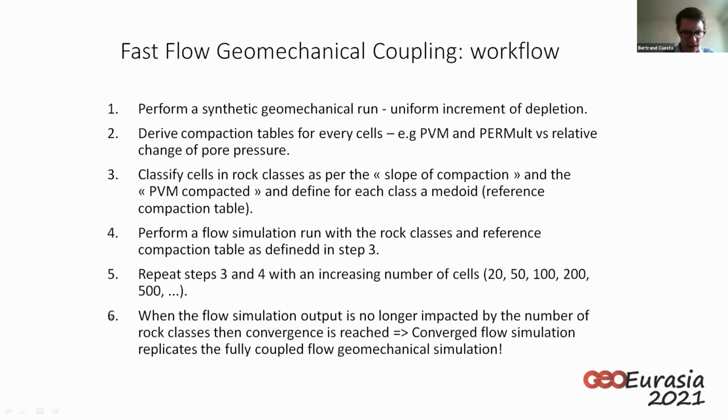And what I would observe in step 6 is that at some point, the outcome of the flow simulation that I get is the same regardless of the number of cells that I have in my rock classes. So if I have 20 rock classes, or 100, or 200, or 500, it yields exactly the same results. Then that would mean that we have reached convergence, and that our flow simulation replicates perfectly the fully coupled flow geomechanical simulation, which is the very time-consuming part of our job.